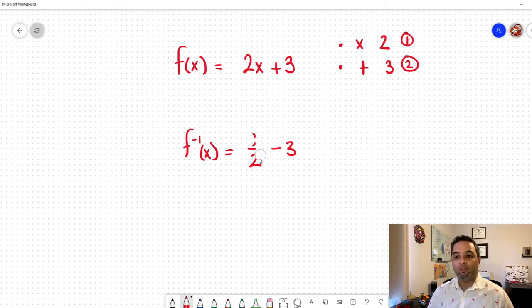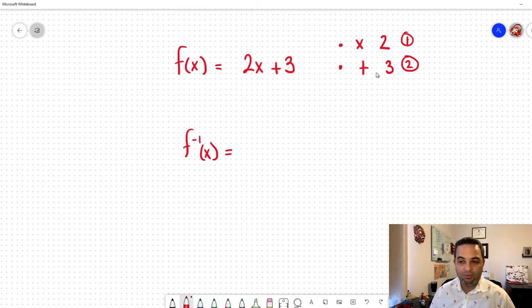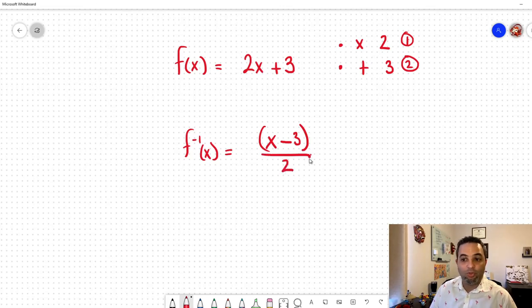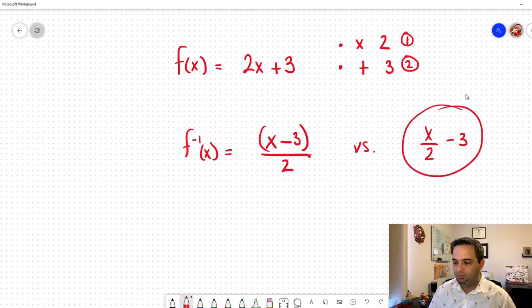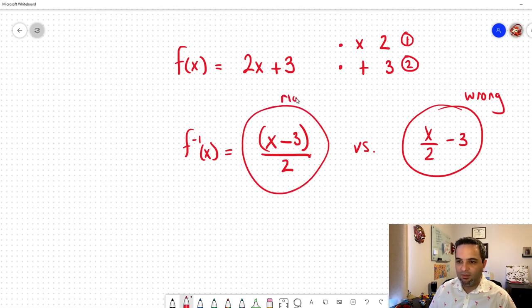So my inverse function would be what? Oh, I have to undo this 3 first. So that means I'm going to take my input and subtract 3. Then I'm going to take what I have and divide by 2. So this is the inverse versus what I had before. This is what I had said originally. This is not the same as this. So this is the wrong function. This is the right function.